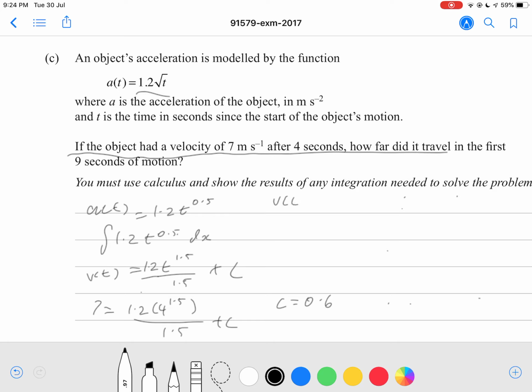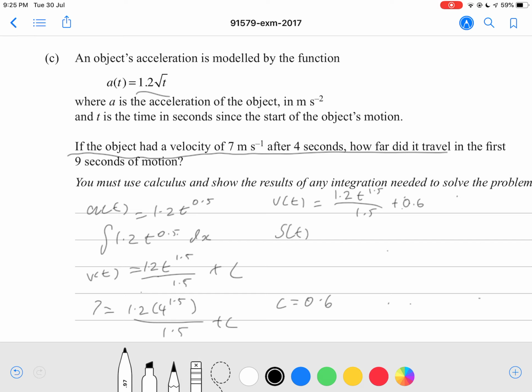So now your v of t, you know it's 1.2 times of t to the power 1.5 divided by 1.5 plus 0.6. Now you know that's your velocity formula. So now we need to go back to the question. So how far did it travel in the first 9 seconds of motion? We need to go from velocity formula to distance formula, and we need to integrate again.